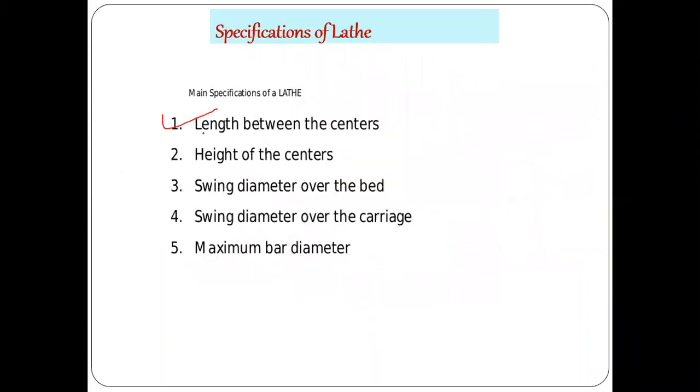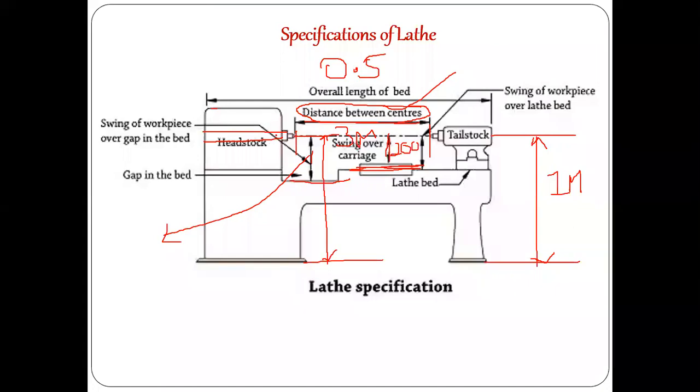Length between the centers, height of the centers, swing diameter over the bed, swing diameter over the carriage, and maximum bar diameter. So maximum bar diameter is nothing but here. Sometimes you're holding the workpiece in between, but sometimes in your lathe, the spindle is hollow. If you want to have big rods of diameter something about 20 mm or maybe 15 mm, you can insert those rods from this portion also. When you're cutting very big rods into small pieces, this diameter of the spindle is also one of the important specifications. So that much size of rods you can insert into this one.